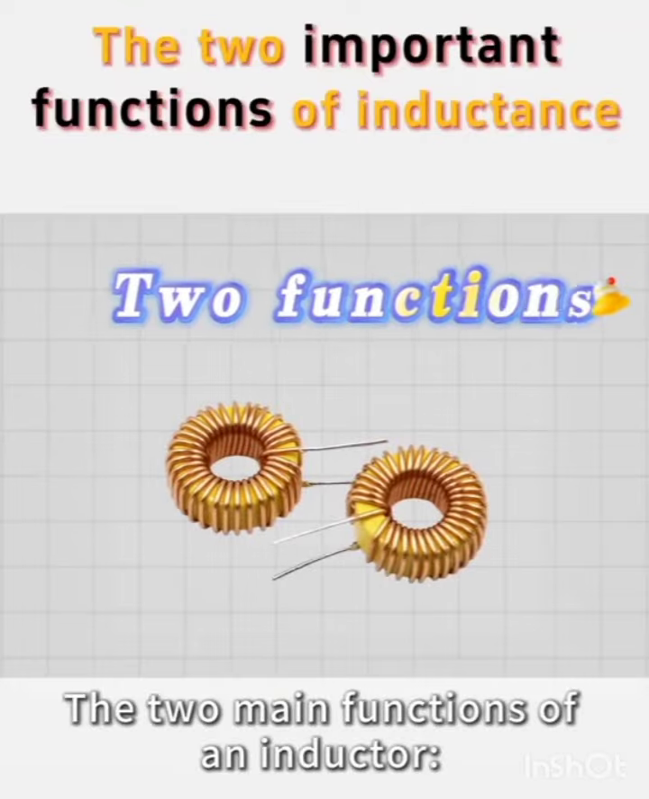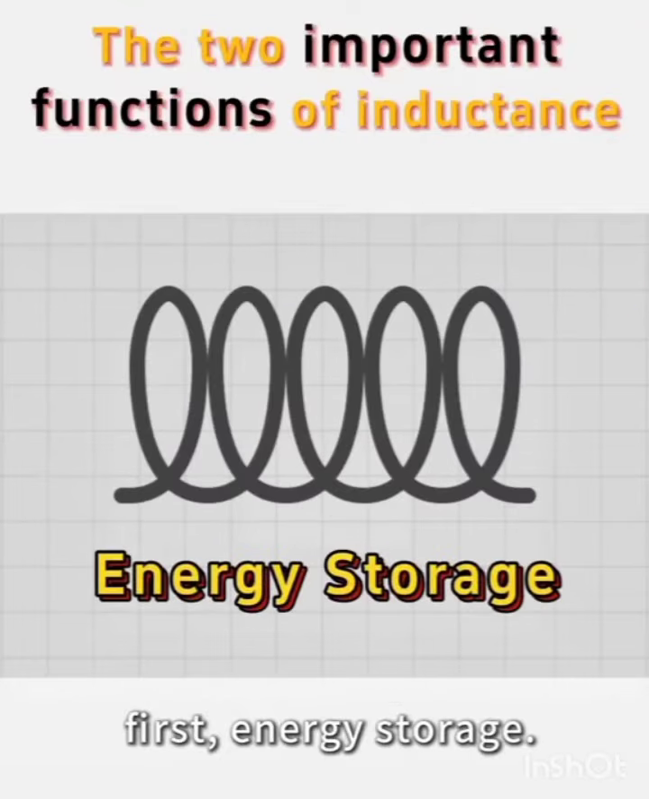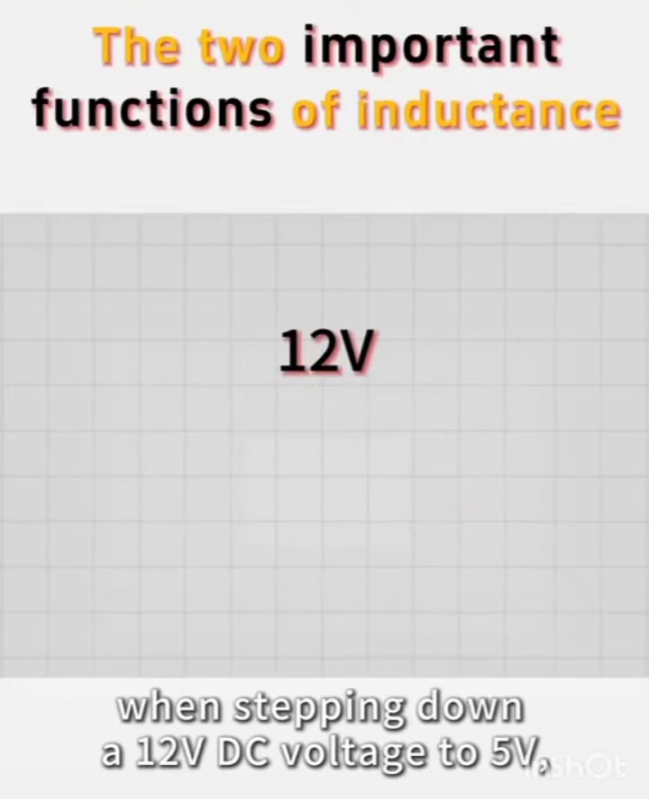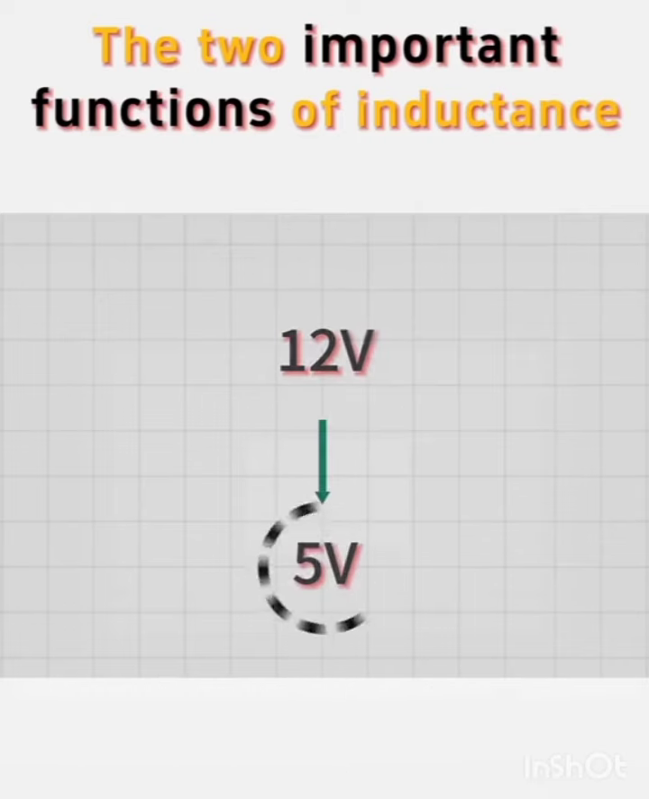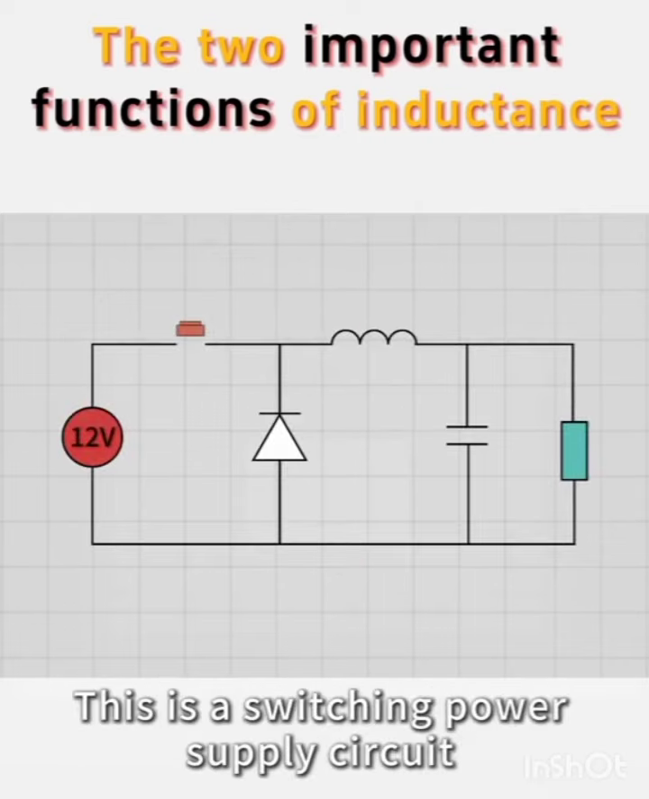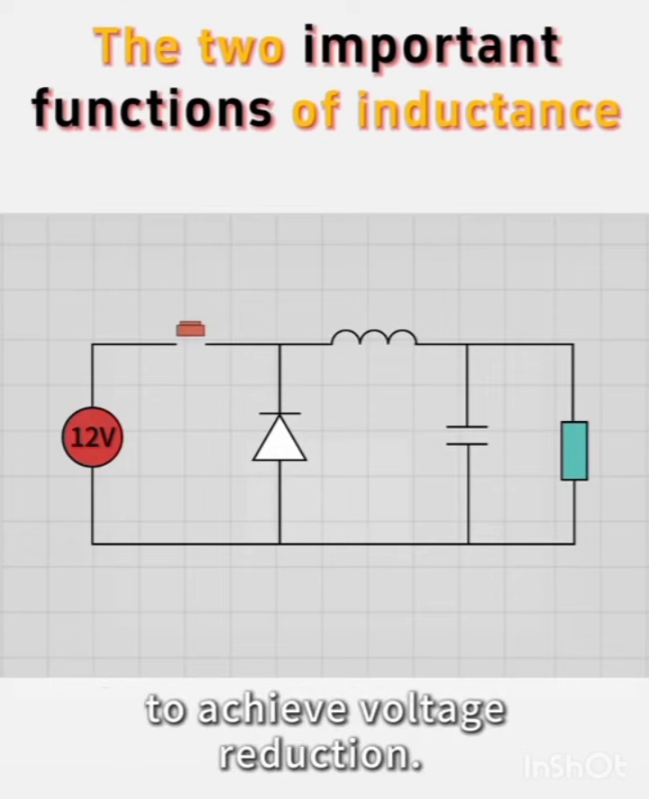The two main functions of an inductor. First, energy storage. For example, when stepping down a 12V DC voltage to 5V, the inductor plays a crucial role. This is a switching power supply circuit that adjusts the switch's state to achieve voltage reduction.